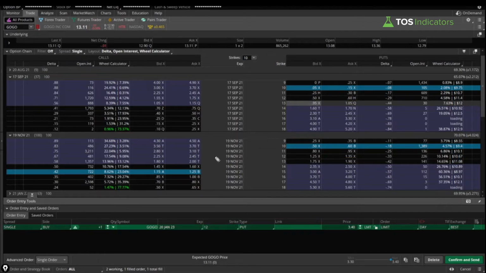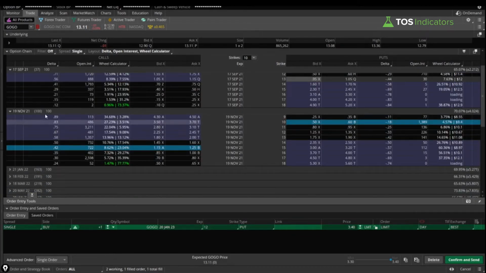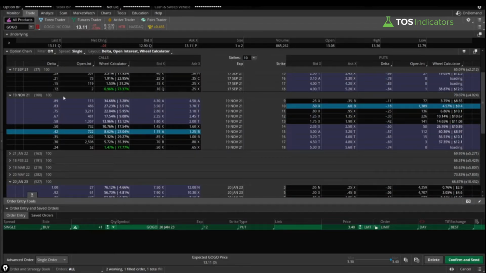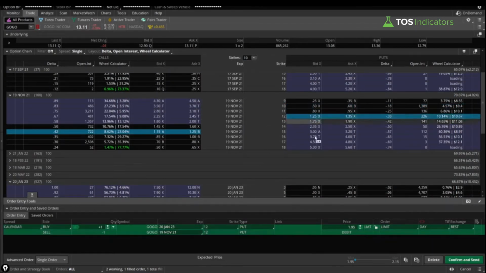Seeing that, you would have 527 days to try and repeat a similar position more than 3 times to then have this put essentially paid for. So the way that would look is buying that $12, coming into that 100 days to expiration series and selling the $12 put against it. That reduces your debit all the way down to $1.95 if you can get that fill.